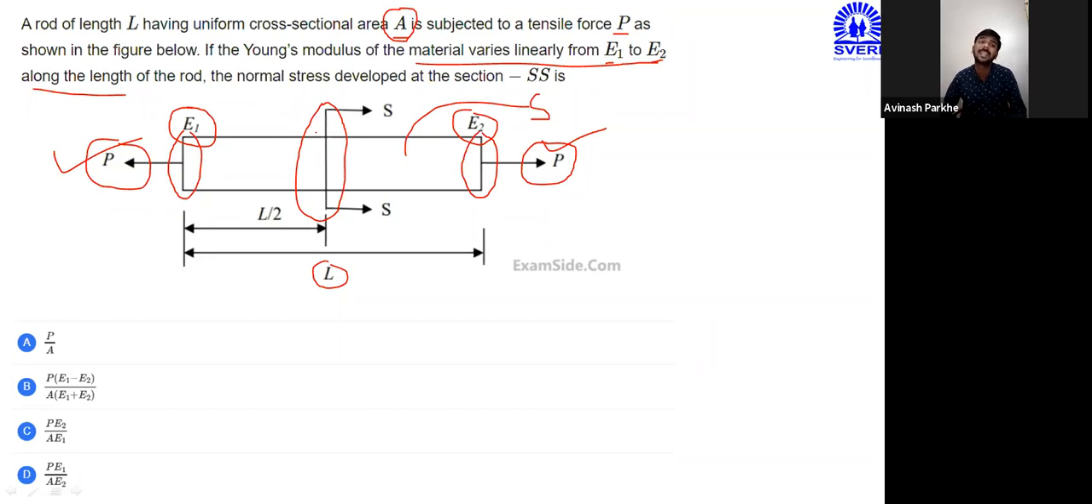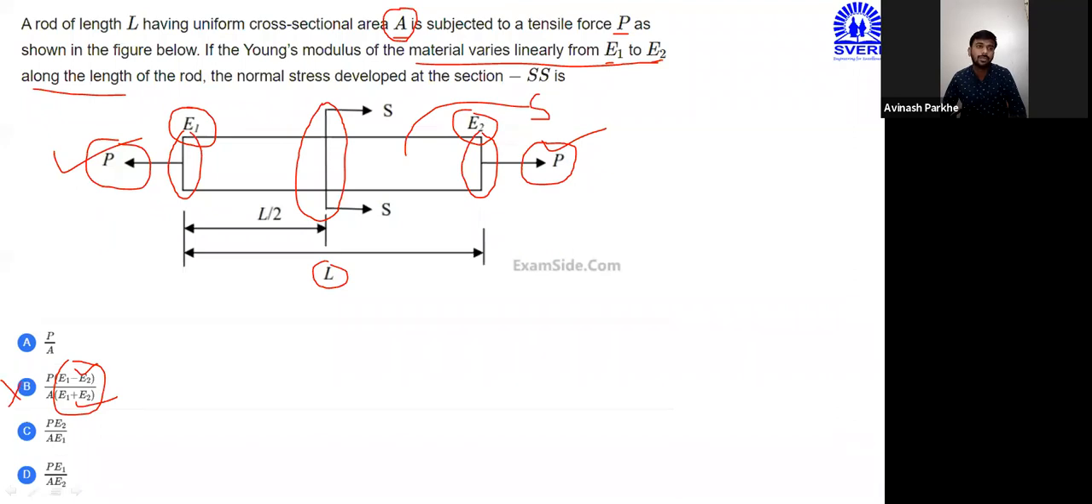Then what will be the answer? Can anybody guess the answer from the four options A, B, C, D? Yes, A. It is 100% correct. Why are the three options totally eliminated? Because in the second option, the stress is given in the form of Young's modulus, E1 minus E2 upon E1 plus E2. But in the stress formula, this Young's modulus will not be considered. Therefore, the second option is neglected.